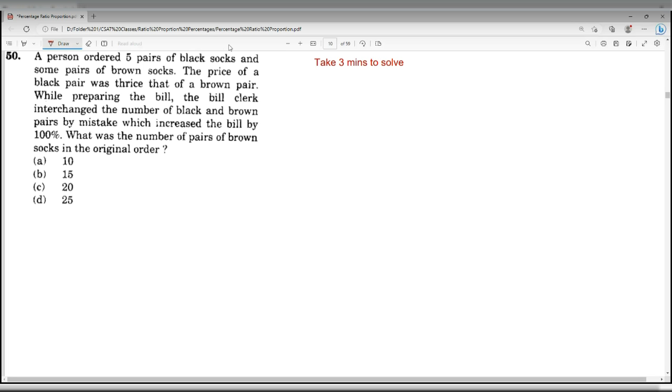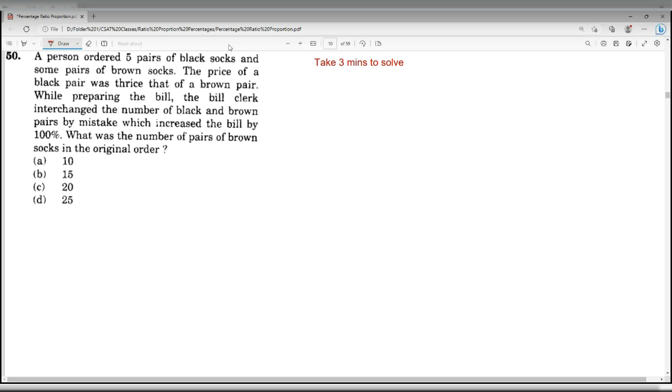So what they're saying is a person had ordered 5 pairs of black socks and some pairs of brown socks. The price of a black pair was twice that of the brown pair. While preparing the bill, the clerk interchanged the number of black and brown pairs by mistake, which increased the bill by 100%. What was the number of pairs of brown socks in the original order?